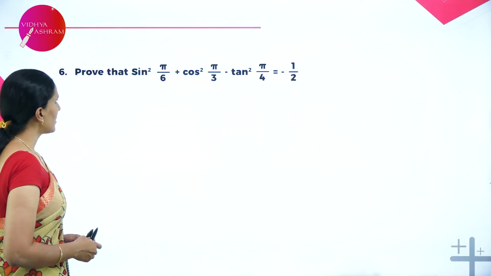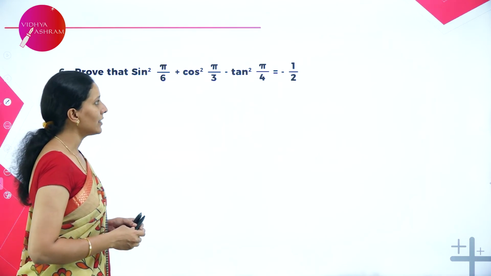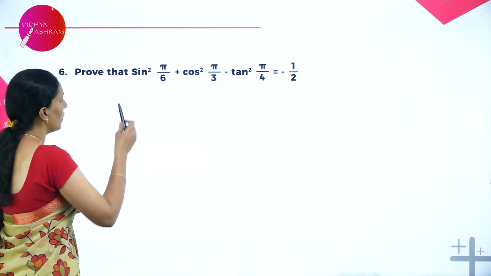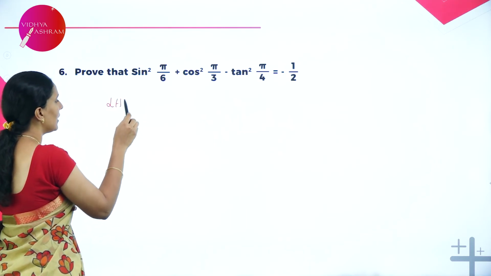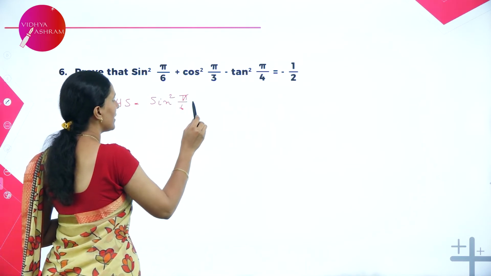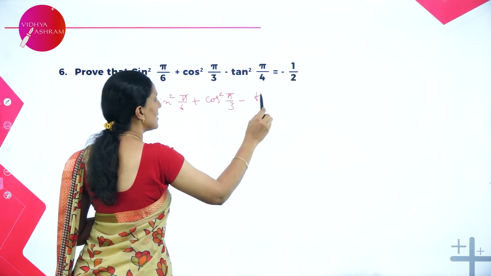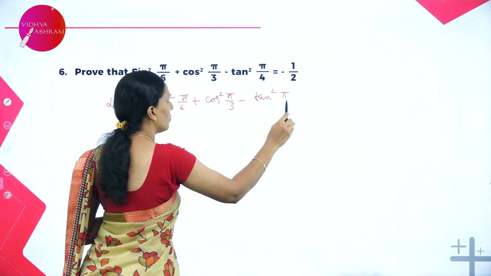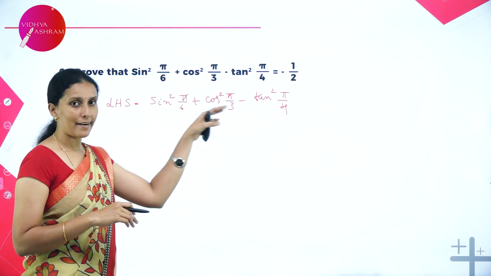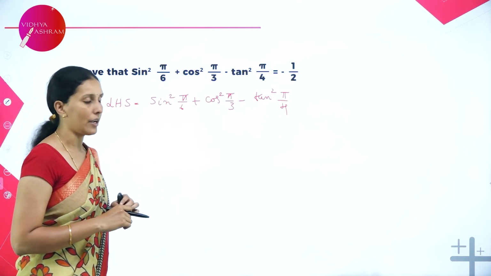Next, prove that sine square pi by 6 plus cos square pi by 3 minus tan square pi by 4 is equal to minus half. So, first let me consider the left hand side of the equation, that is sine square pi by 6 plus cos square pi by 3 minus tan square pi by 4. So you need to study the standard values of all standard angles for different trigonometric functions. Then only you can solve these kind of problems.